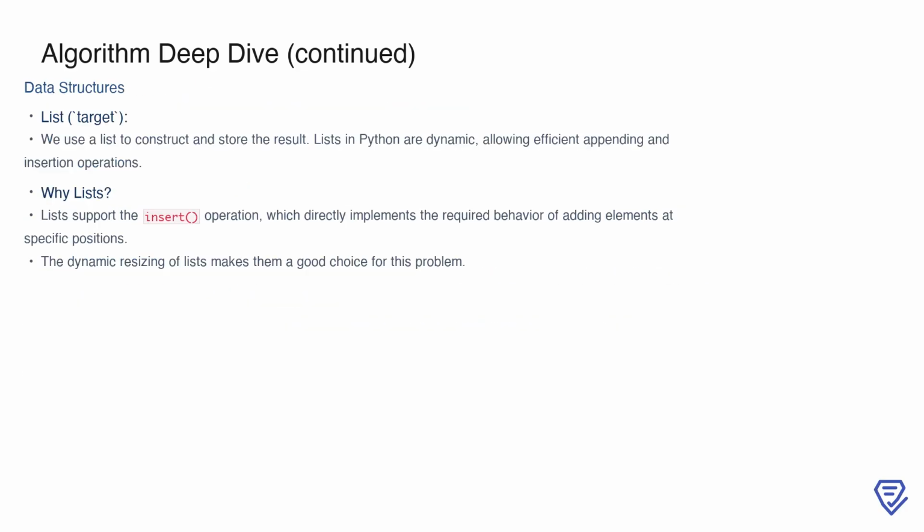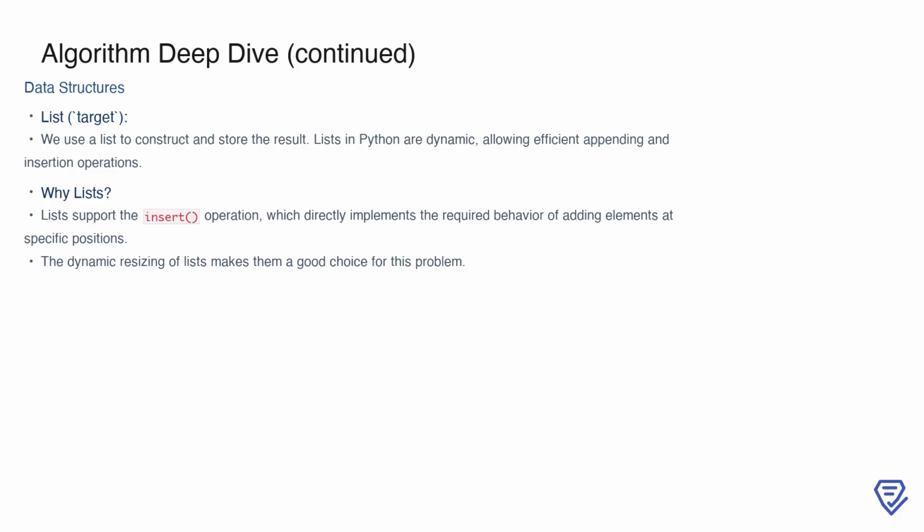For this problem, we use a list as the primary data structure to construct and store the target array. Lists in Python are dynamic, meaning they allow for efficient appending and insertion operations. The choice of a list is ideal because the insert operation directly implements the behavior required by the problem.